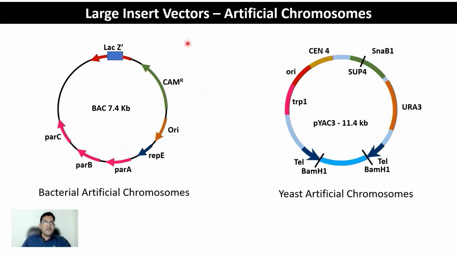So here we are, and now we talk about large insert vectors or artificial chromosomes. For the rest of the talk, we're going to discuss two types of artificial chromosomes. One is the bacterial artificial chromosome, and the other is the yeast artificial chromosome. We now begin with bacterial artificial chromosomes first.